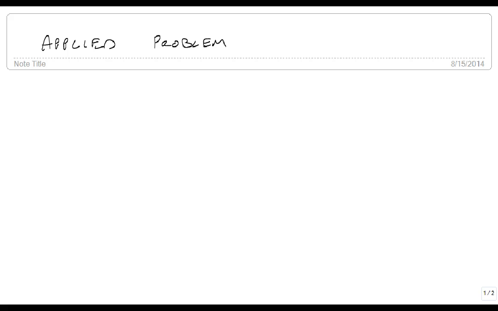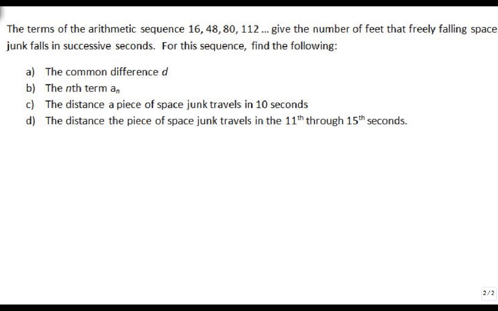So what we're going to do is look at a problem that talks about this. And so here's our sequence. The terms of the arithmetic sequence, 16, 48, 80, 112, and so on, give the number of feet that freely falling space junk falls in successive seconds. For this sequence, let's find the following. Let's find the common difference d.